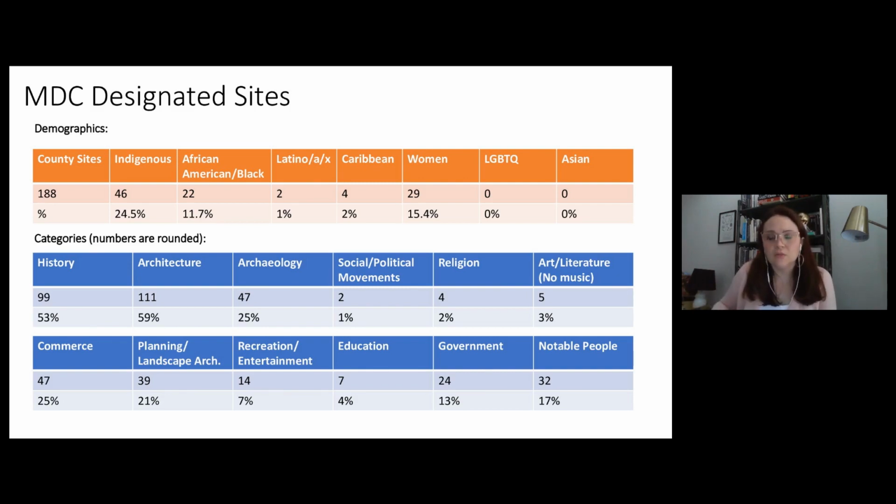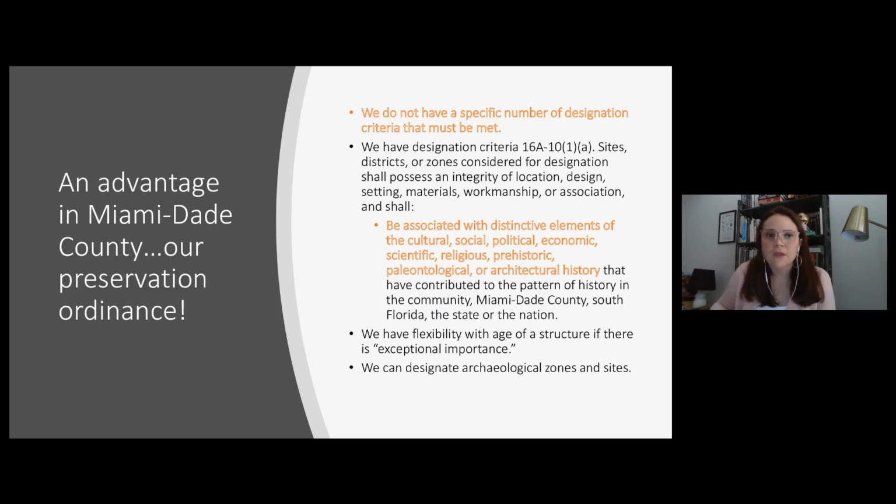So we included it anyway, but you can see our numbers are low. The biggest one that jumps out as our example of why we're doing this is that Miami-Dade County currently is about 70% Latino, Hispanic, Latinx, and 1% of our sites reflect that history and heritage. So we have a lot of work to do to tell the story of our community. And then, just out of interest, we looked at things that were designated based on categories, and again, typically most of it is based on architecture or history.